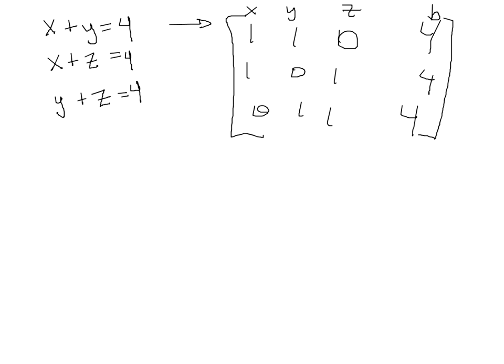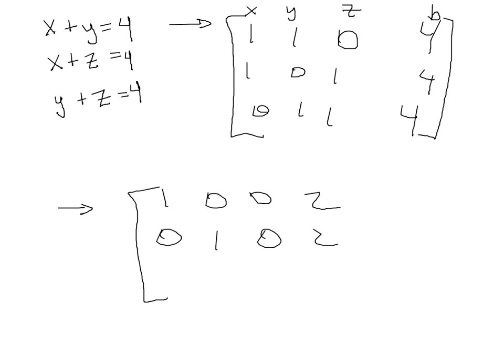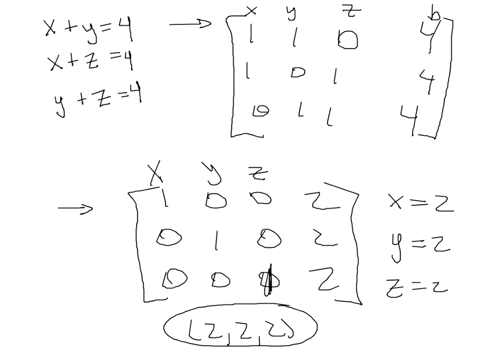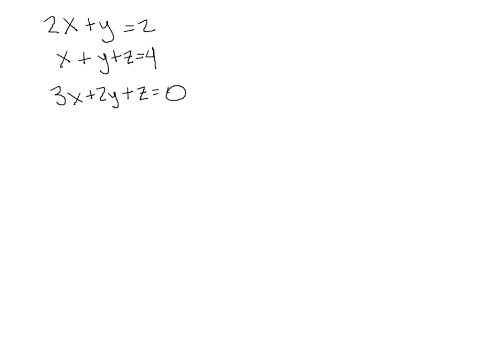So the result, 1, 0, 0, 2, 0, 1, 0, 2, 0, 0, 1, 2. So this is the X column, Y column, Z column. And what it says is that X equals 2, Y equals 2, and Z equals 2. So it's an ordered pair. It's 2, 2, 2. Okay.